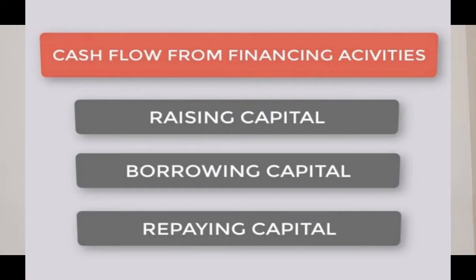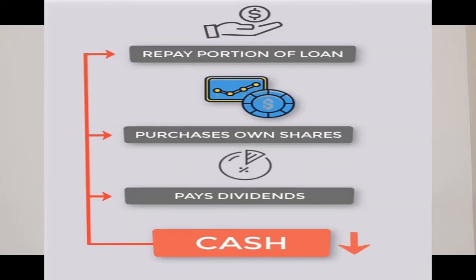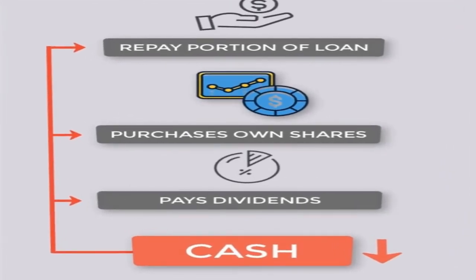Now we'll discuss the cash flow from financing activities. When we raise capital, equity as well as loans, cash comes into the business. That is called cash from financing activities. And when we repay loans, buy back our own shares or pay dividends, that is considered a cash outflow from financing activities.